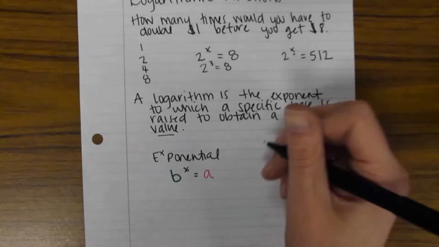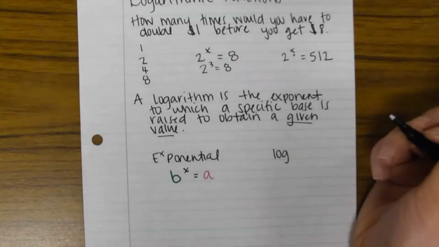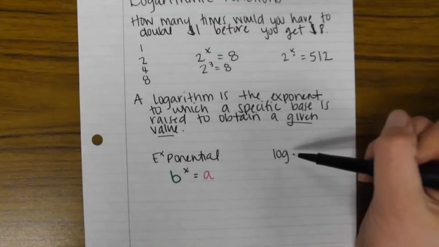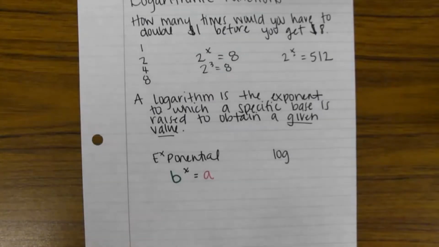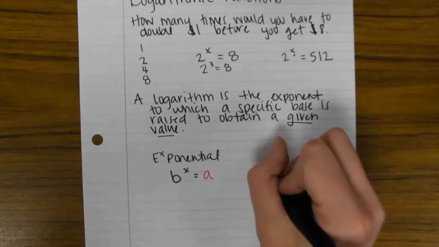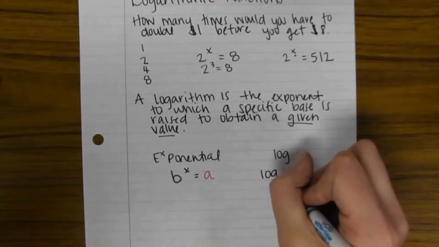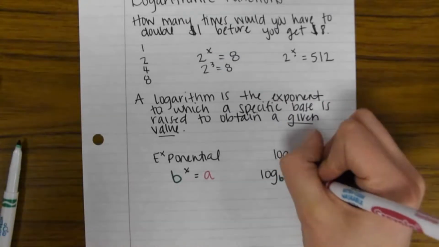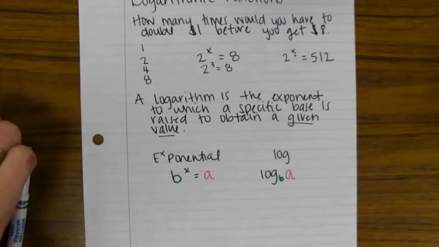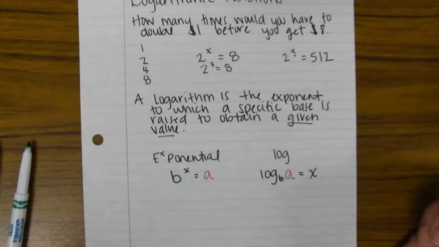Well, a log equation, I'm just going to write log on there. So a log equation is going to be a specific base raised to obtain a given value. And so we're going to have our log here. Our base is going to be a subscript of the specific value equals our exponent. That's how we're going to get our exponent.